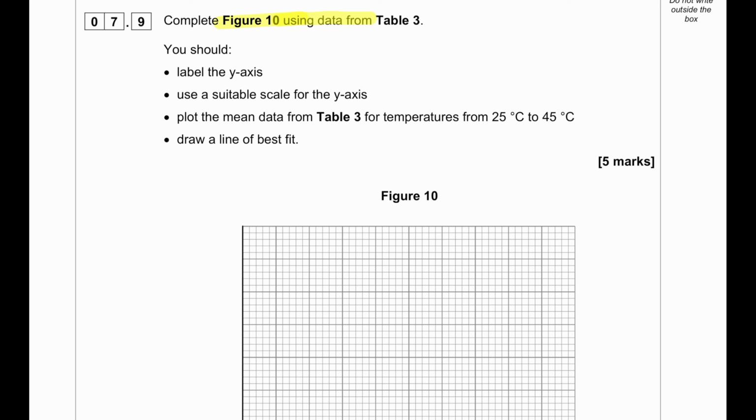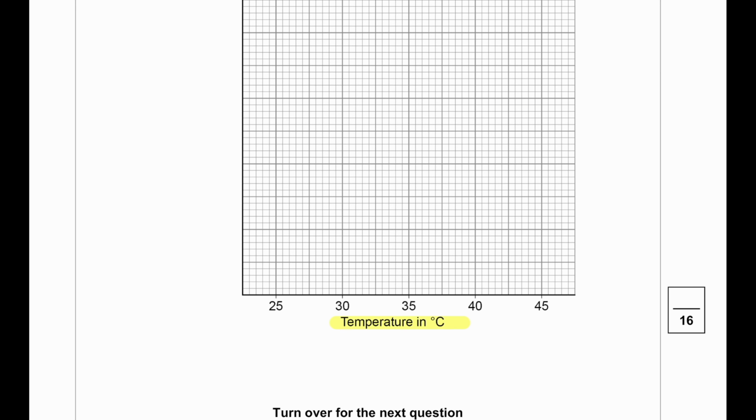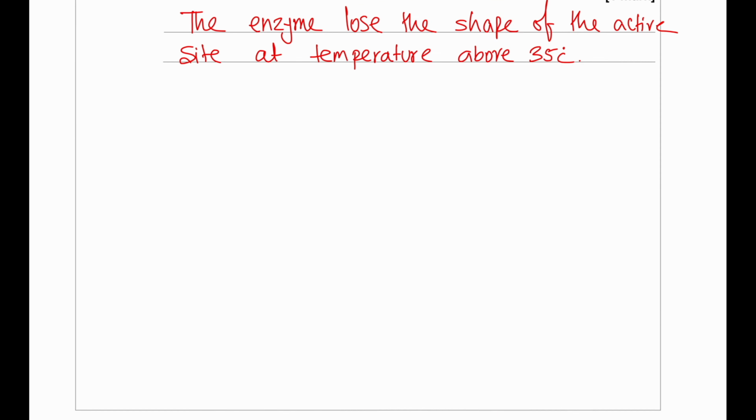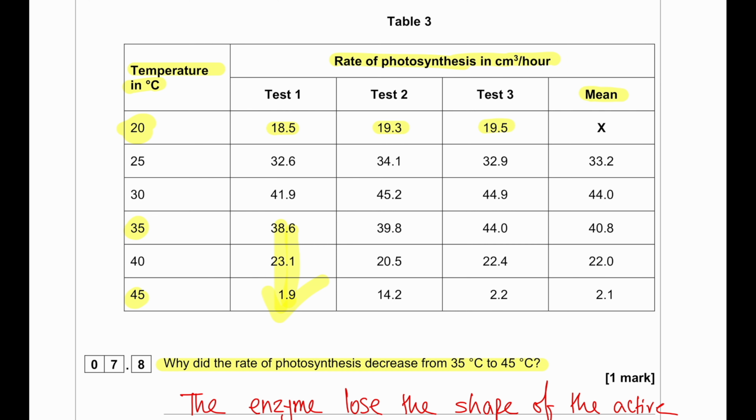Complete figure 10 using table 3. Label the y-axis, use a suitable scale for the y-axis, and plot the mean data from table 3 for temperature from 25 to 45 and draw a line of best fit. So we have already the x-axis done for us. Now the y-axis would be the average, so we'll write mean rate of photosynthesis in cm cube per hour.